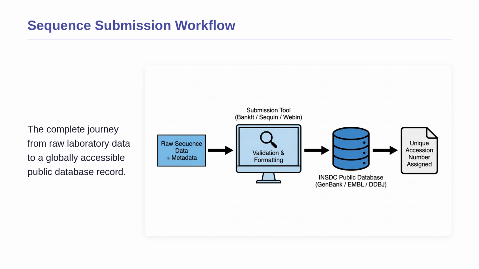Once the tool confirms the data is biologically logical and correctly formatted, it is sent to the INSDC public database, shown as the blue cylinder. Finally, the database generates and assigns the unique accession number, represented by the document on the far right, anchoring the discovery permanently.